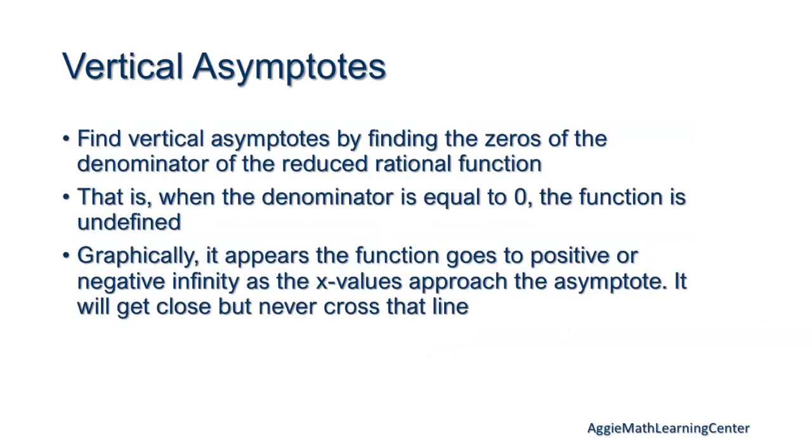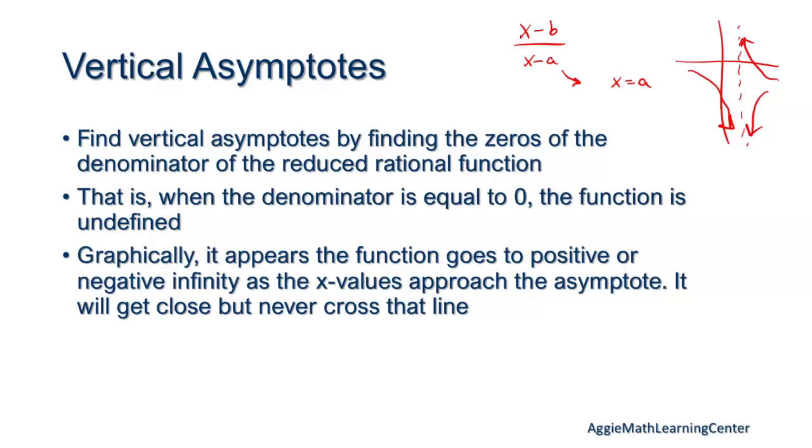Vertical asymptotes. You can find the vertical asymptotes by finding the zeros of the denominator in the reduced rational function. So if we take the example function we already had, x minus b over x minus a, the vertical asymptote is going to be where x equals a. And the function is probably going to follow it in some way. That's going to be the end behavior. It's going to follow the vertical asymptote.